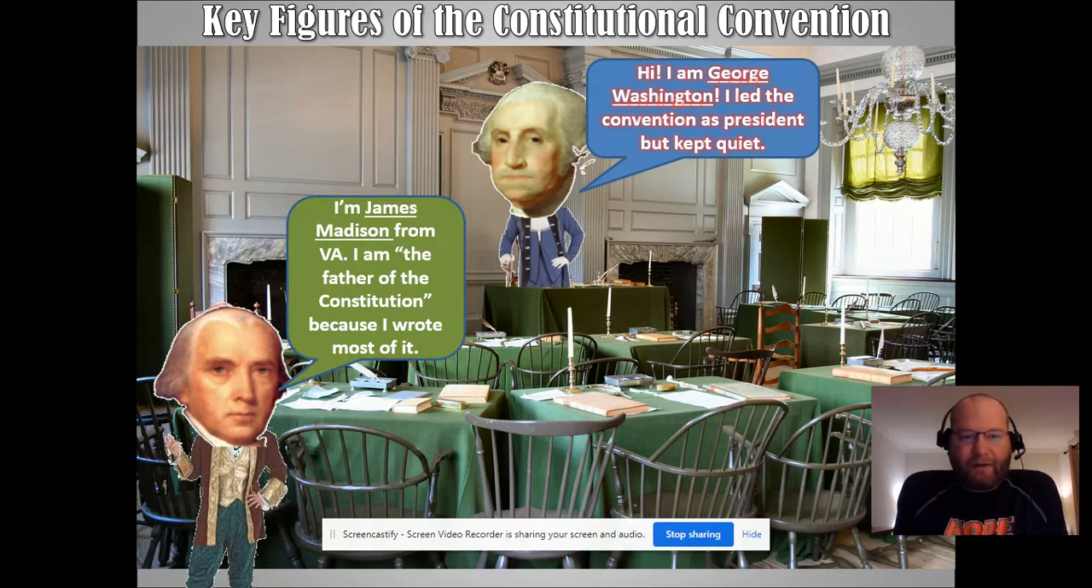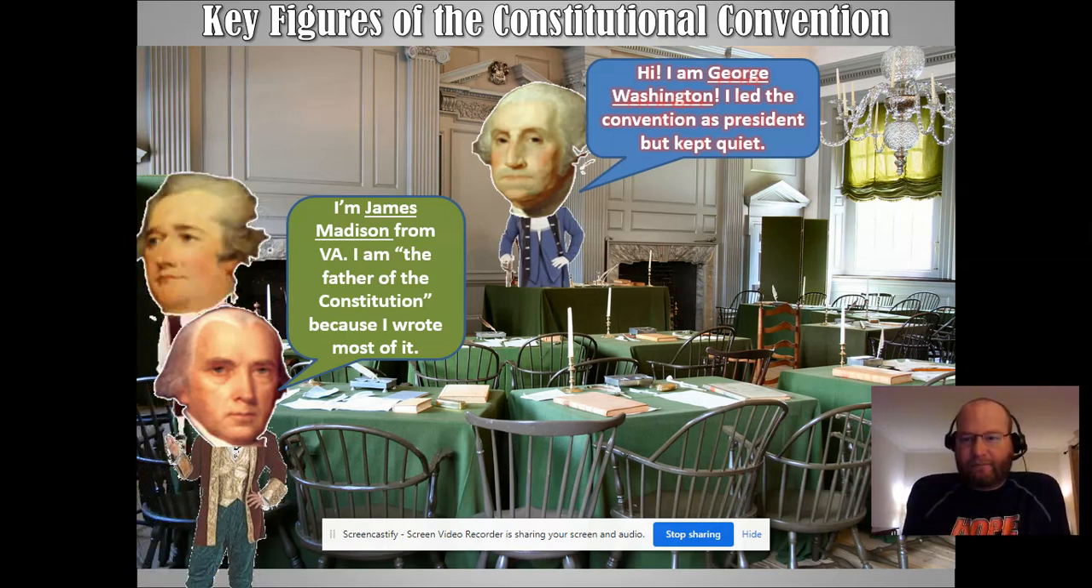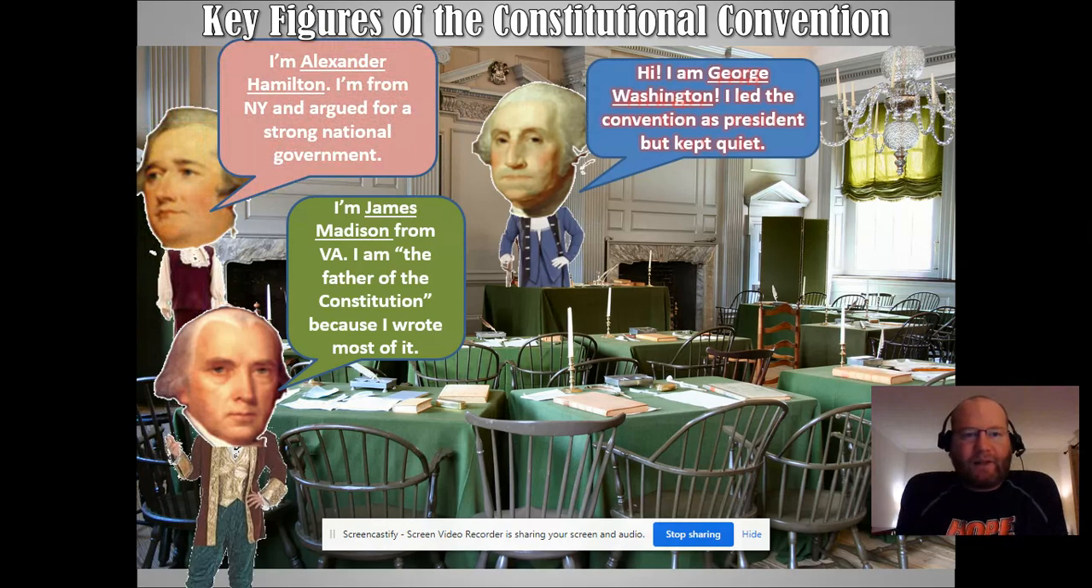I am the father of the Constitution because I wrote most of it. Not that he came up with all the ideas, but he was the one that actually penned a lot of it. Then we've got Alexander Hamilton.